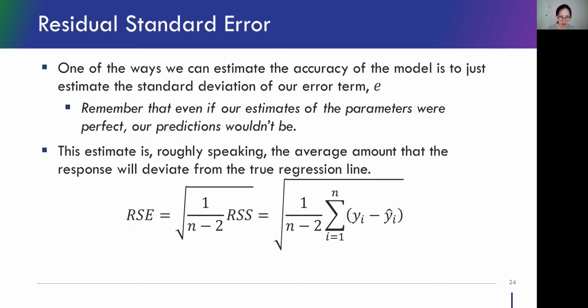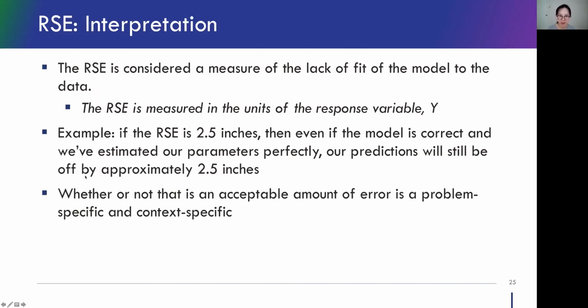Because again, if we go back, RSE is the average amount that the response deviates from the true regression line, so it's in the unit of the response. For example, if our RSE is 2.5 inches, then even if our model is correct and we estimate our parameters perfectly, the prediction will still be off by approximately 2.5 inches on average.